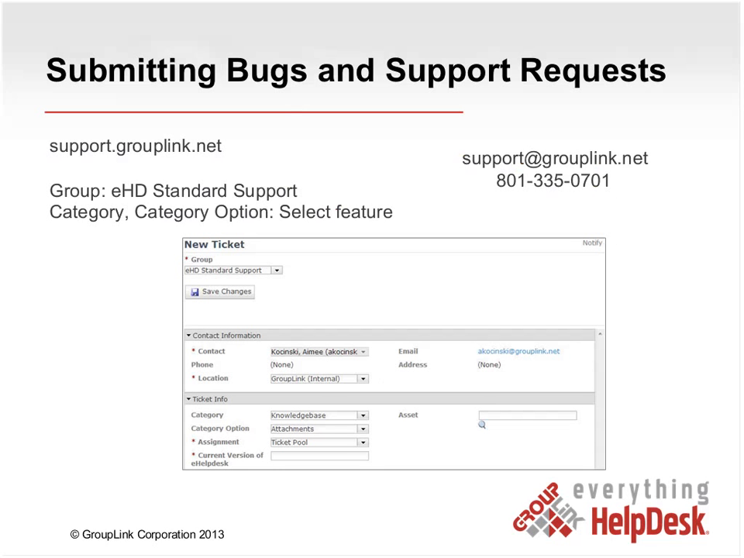To submit a bug or support request, you will need to do this on our support site, which I mentioned earlier, support.grouplink.net, and create a new ticket. For the group, you will select EHD standard support. The category, you will need to select the feature from the drop-down box, and the category option, you'll select what part of that feature that you're looking for. Then you can type in the notes or information that you'd like to add and then save the ticket. The ticket will then go to the ticket pool, and one of our support reps will be in contact with you regarding the ticket you submitted.